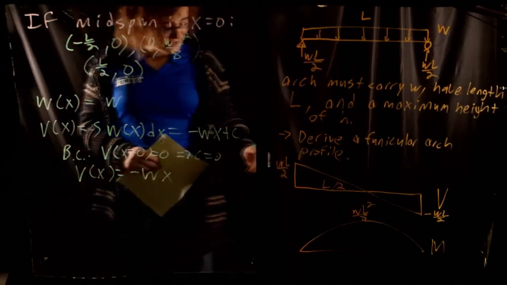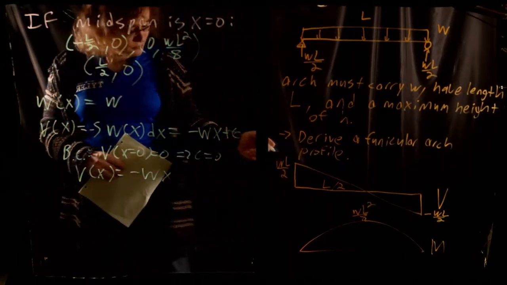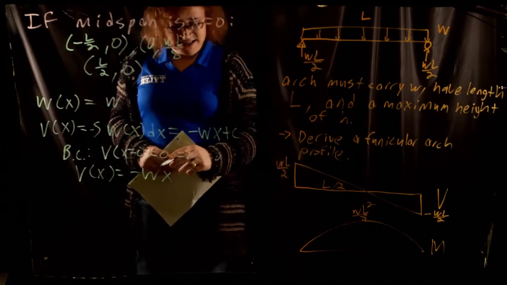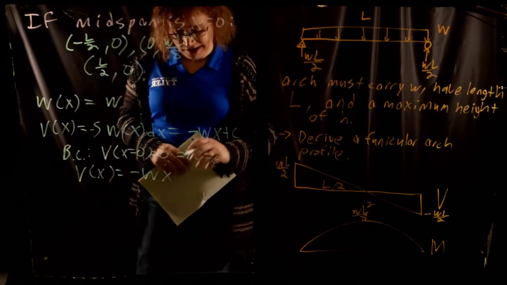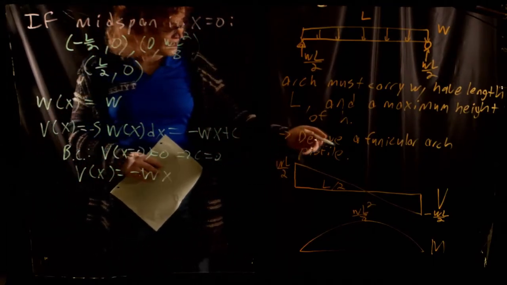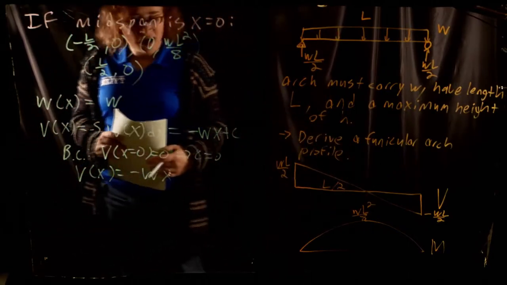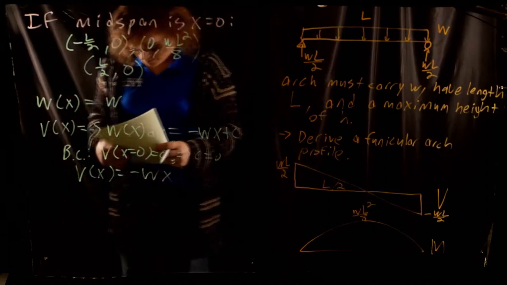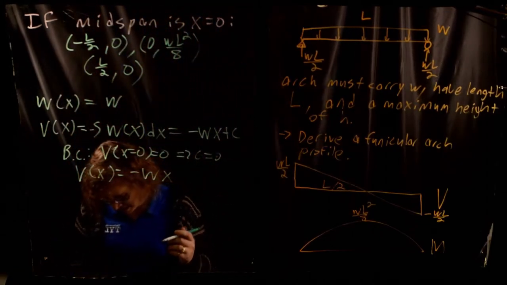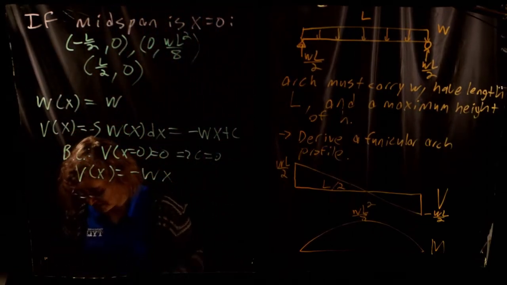And that makes sense. When I put in negative L over 2 to this, I get a shear of positive wL over 2. And when I put in an x value of positive L over 2, I get a shear of negative wL over 2. Okay. Then I can get the moment as a function of x.